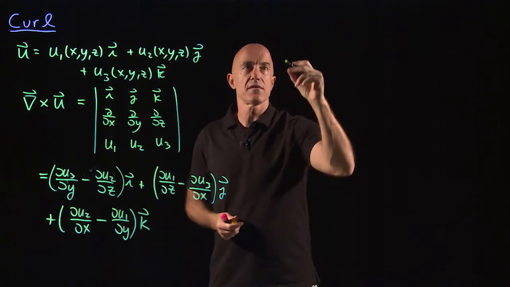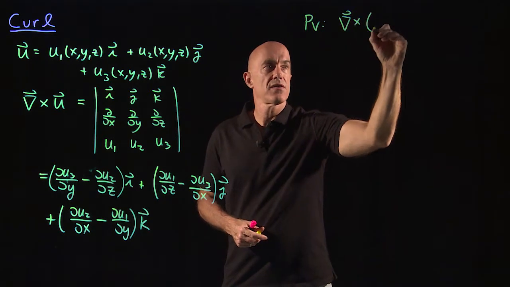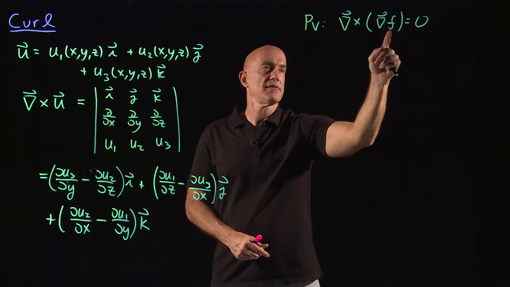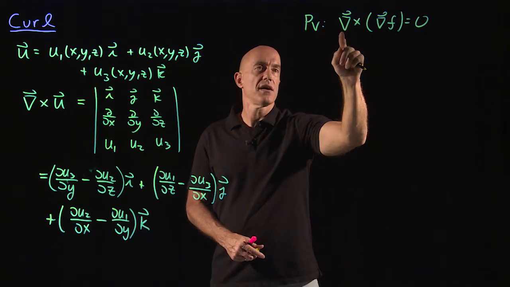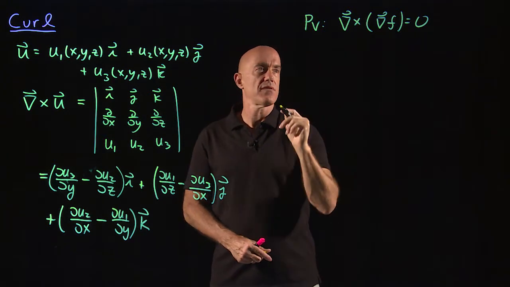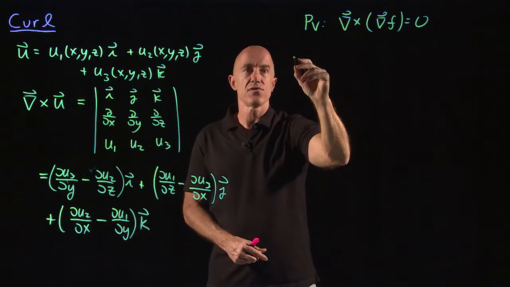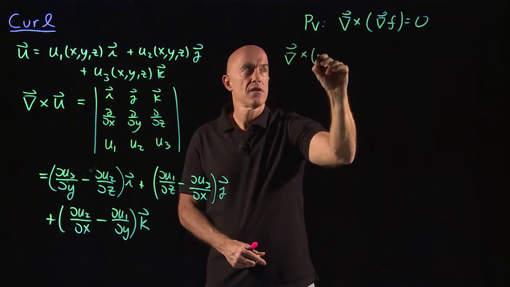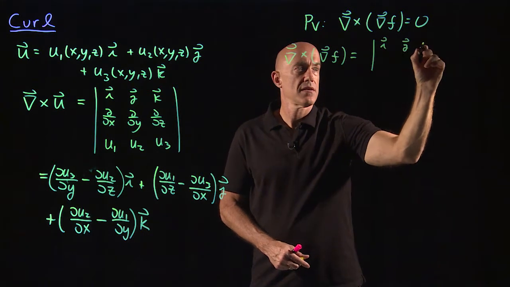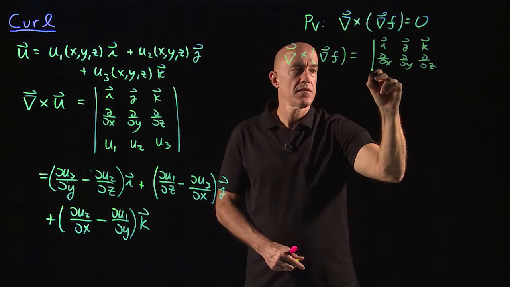So let's prove a certain result. So prove that the curl of a gradient is equal to zero, okay? So the gradient of a scalar field is a vector field, and the curl of that gradient, I want to compute that. So what is this equal to? We can, of course, use this formula, but I'd rather do it from scratch. So if we do that from scratch, we have del cross the gradient of f is the determinant I, J, K, d/dx, d/dy, d/dz, and the gradient of f.